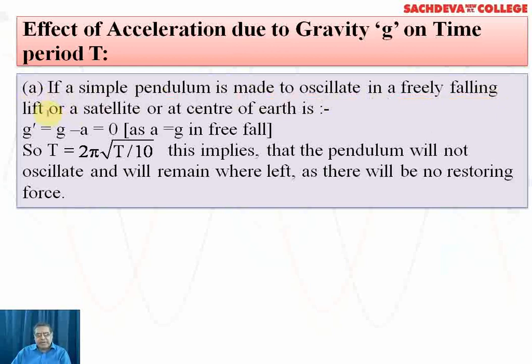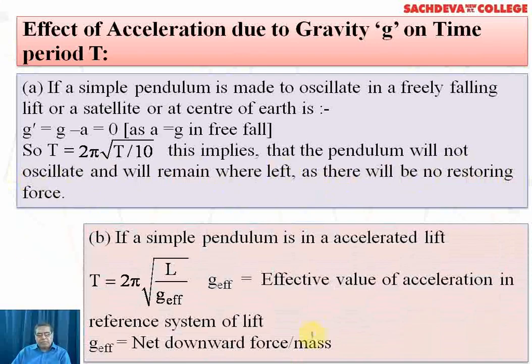So in a freely falling lift, or a satellite, or at the center of the earth, g dash will be g minus a equal to 0. This is what I was discussing earlier, that in that case g will be 0. So a will be g in the free fall. So T is equal to 2 pi under root L over g, and g can be replaced by 10 meters per second square. This implies that the pendulum will not oscillate and will remain where left, as there will be no restoring force. Now we come towards another part.